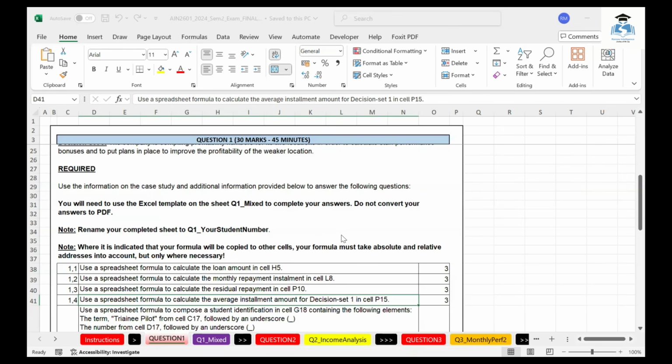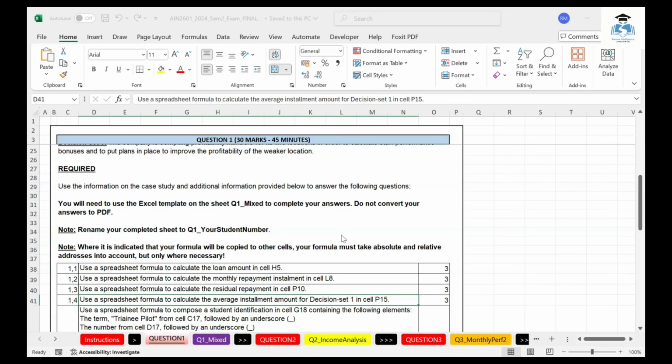This assignment, or after you are done, you are not converting it to any PDF format. You submit it as it is. Where it is indicated that you rename your completed sheet to Q1, your student number. Normally, if you don't put your student number, that question will not be marked. So pay attention to the instructions so that you don't lose marks unnecessarily.